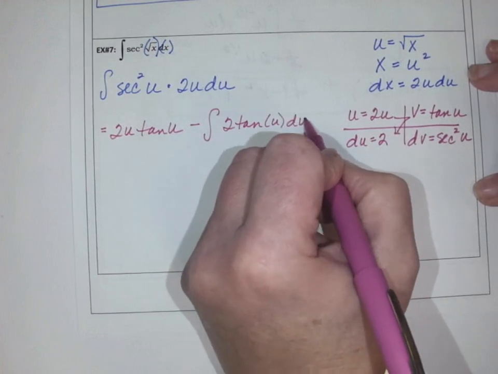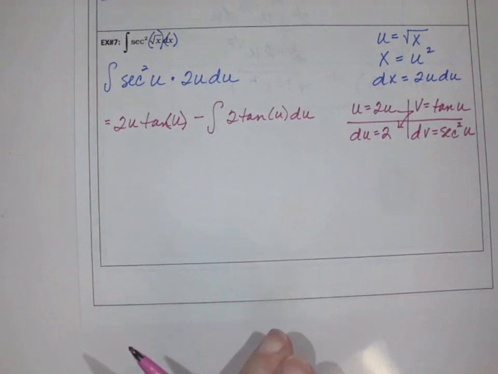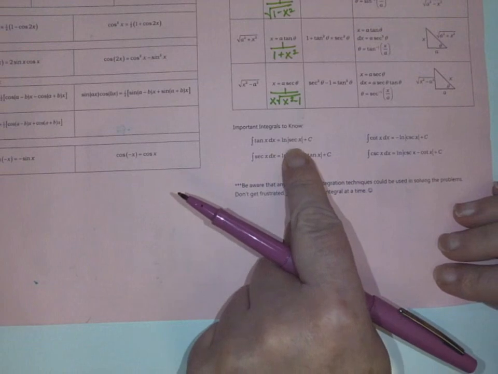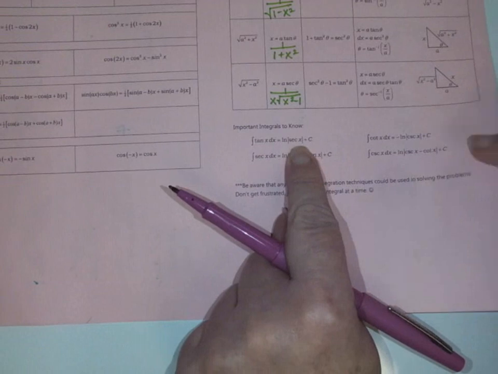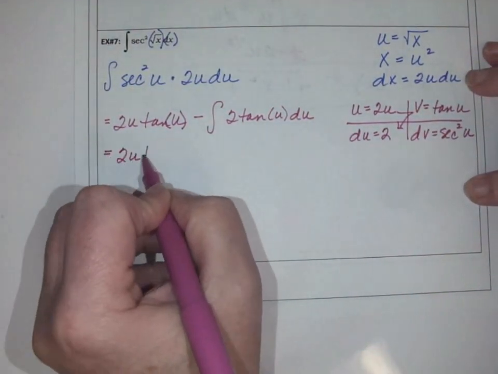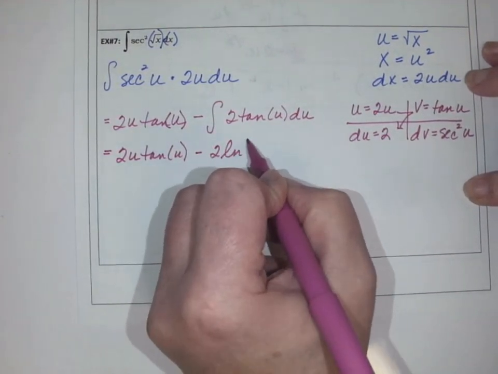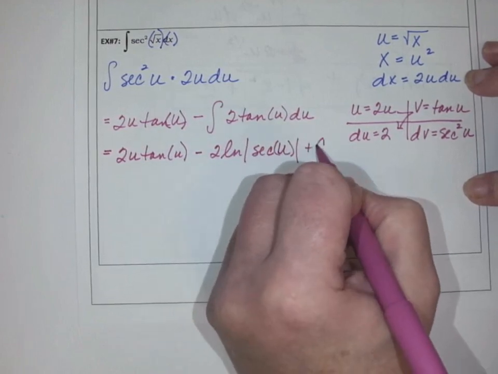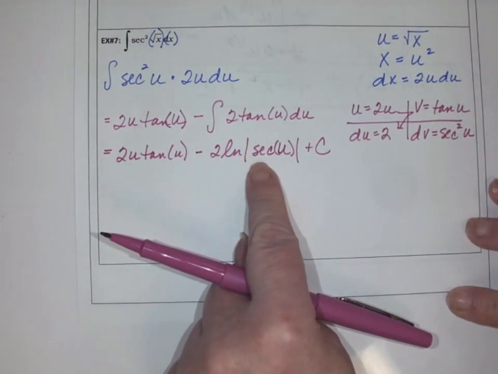Now, we've already done this integral in class. We did it with u substitution. So I have given that integral to you, so the integral of tangent is equal to natural log of the absolute value of secant. So that is definitely an integral that we can do. So we have 2u tangent of u minus 2 natural log absolute value of secant of u plus c. So we just took regular tangent and made it natural log of secant.